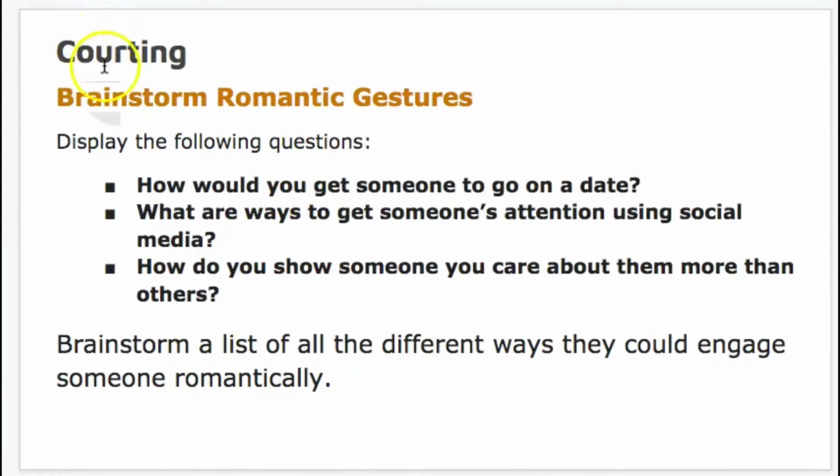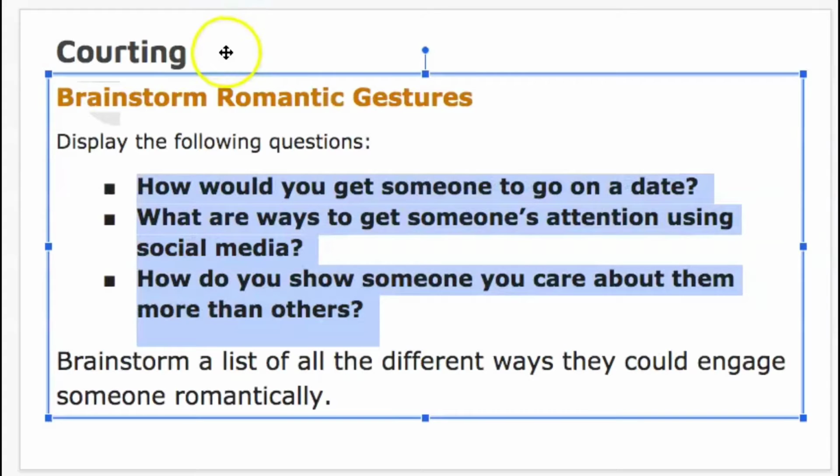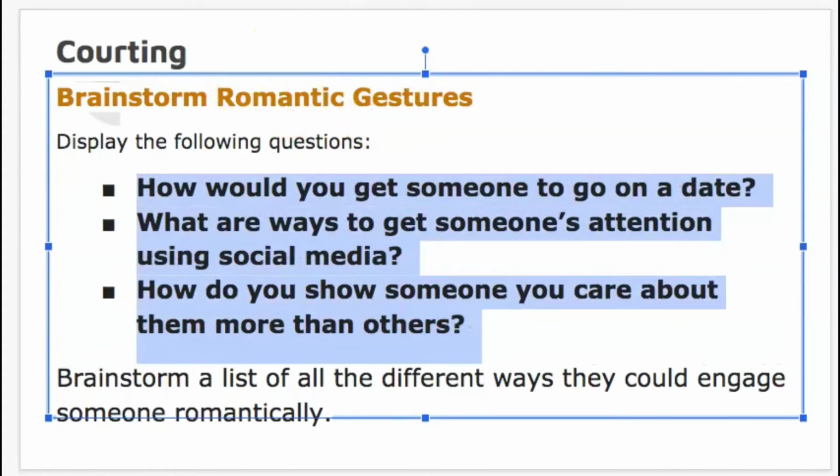Today, we are going to start off by talking about brainstorming romantic gestures. So I want you guys to look at these questions. How would you get someone to go on a date with you? Or what are ways to get someone's attention using social media? Or how do you show someone you care about them more than others? Go ahead and list down some ideas in the discussion board. Please make sure that your responses are appropriate.